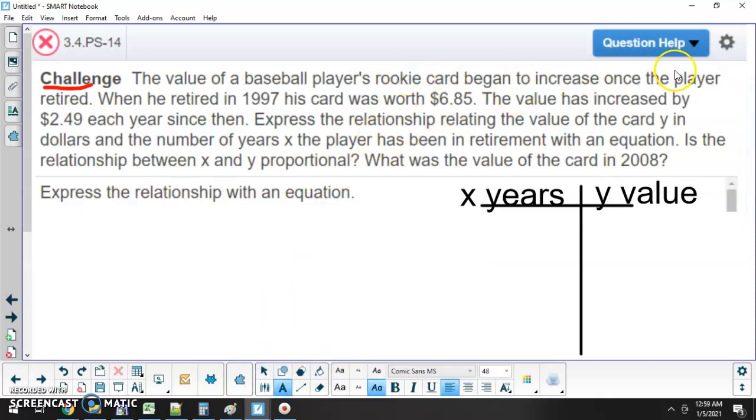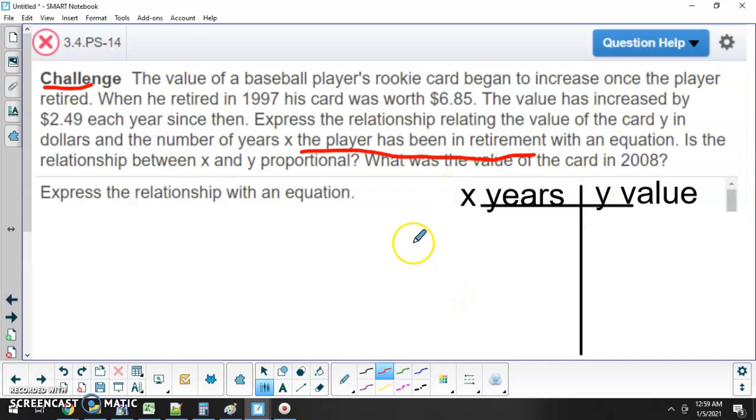So the card began to increase in value once the player retired. It was worth $6.85 in 1997, which was the year he retired. The value has increased by $2.49 each year since then. And then it says, express the relationship y in dollars based on x number of years since the player has been in retirement. Okay, is it proportional? What is the value of the card in 2008?